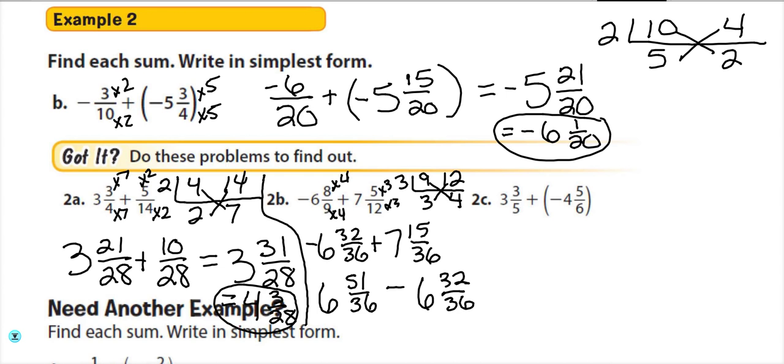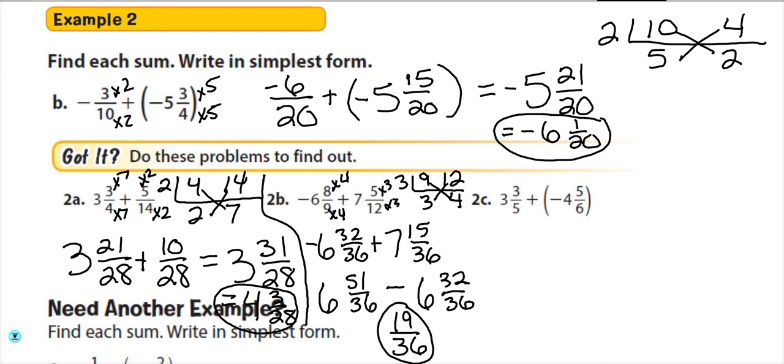All right. Now we're ready to go. So 6 minus 6, which is 0, so that was pretty cool. And then we have 51 minus 32, that's 19, yeah, 19 over 36.